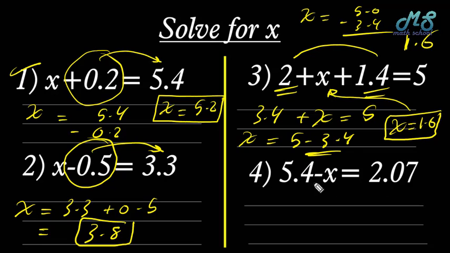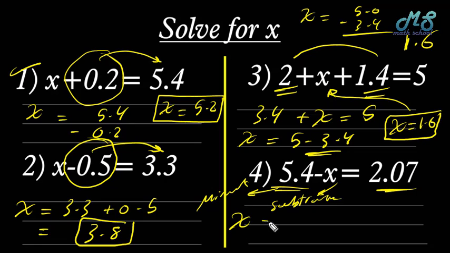Number 4, 5.4 minus x equals 2.07. To find the value of x, ask yourself, guys. The first one is called minuend. We studied before. And the second one is subtrahend. We studied before. And the last one is called the difference. To find the value of x or the subtrahend, mister, just subtract the difference, which is 2.07 from 5.4.